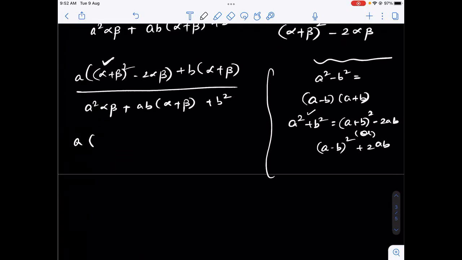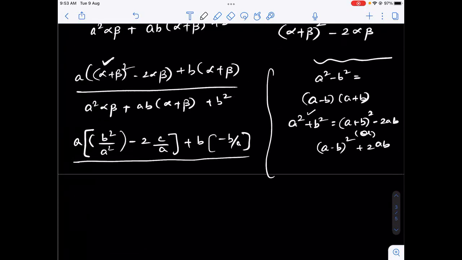So what I can do is substitute minus b by a for alpha plus beta. So can I directly write it? What will you get? b square by a square, am I clear with this? Minus 2, and a is there outside. 2 into alpha beta is what? c by a. Plus b into alpha plus beta, the whole divided by a square into c by a plus ab into minus b by a, plus b square.